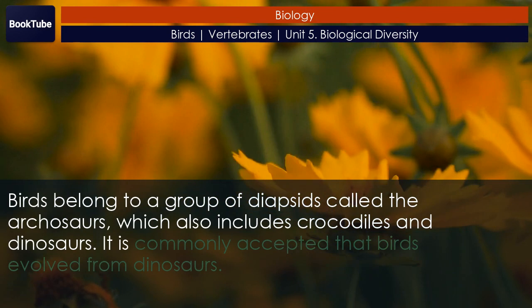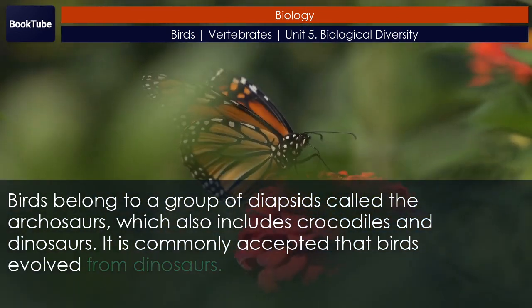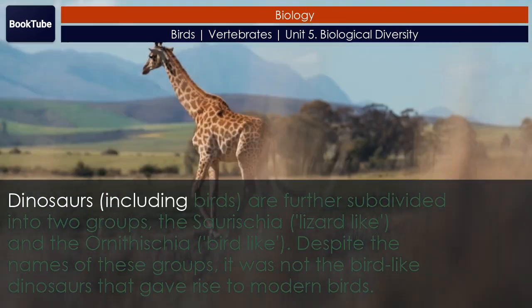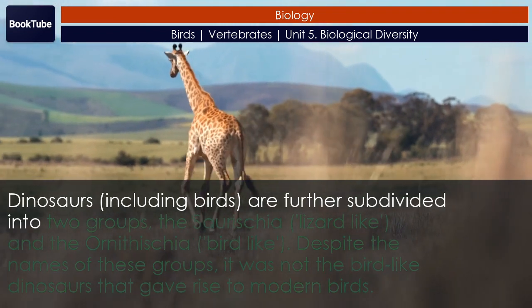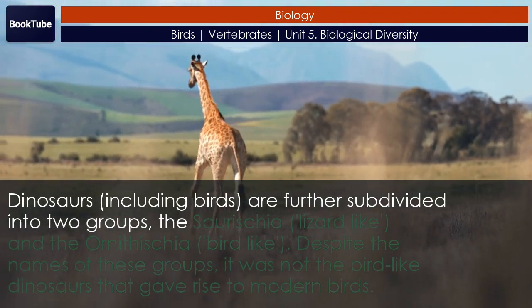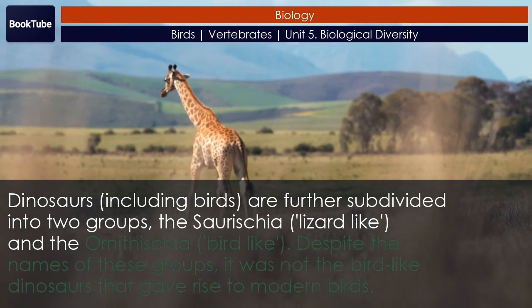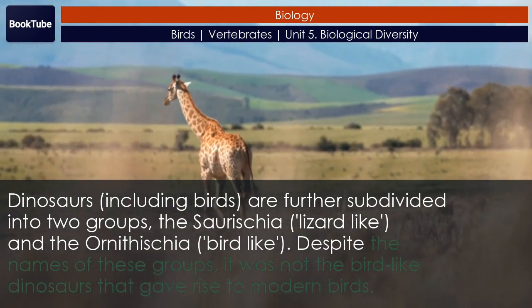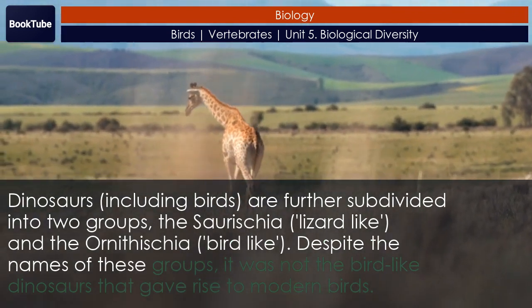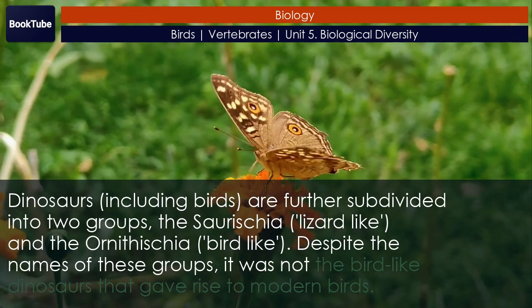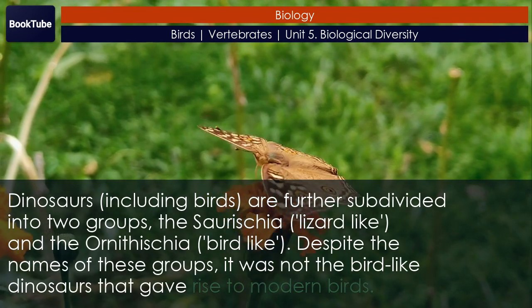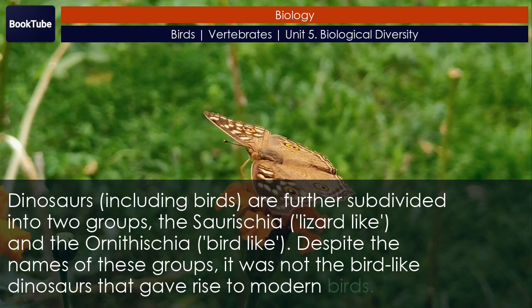It is commonly accepted that birds evolved from dinosaurs. Dinosaurs, including birds, are further subdivided into two groups: the Saurischia, lizard-like, and the Ornithischia, bird-like. Despite the names of these groups, it was not the bird-like dinosaurs that gave rise to modern birds.